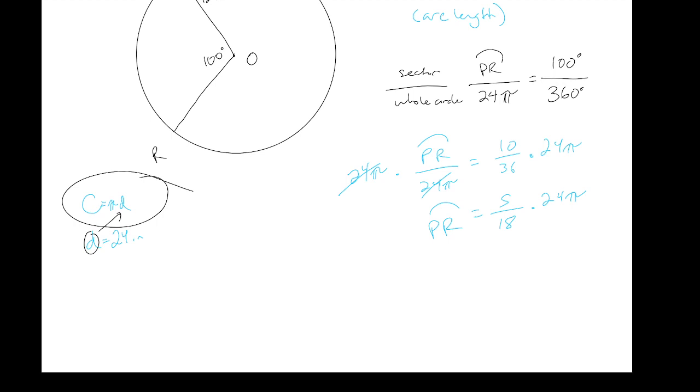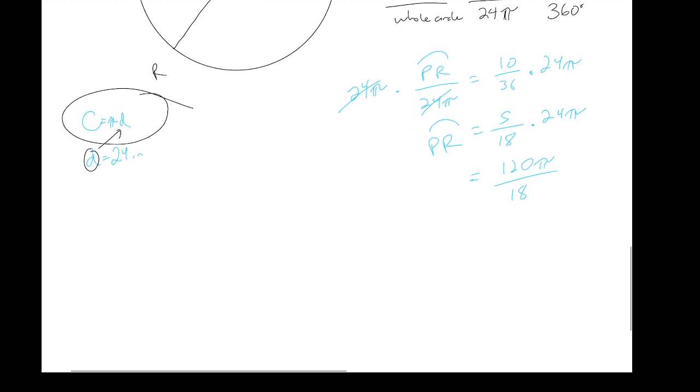And then I can continue to reduce this. Let's multiply this out. 24 times 5 is 120 pi over 18, and we can continue to reduce. I can divide both of these by 6. So 120 divided by 6 is 20 pi, and 18 divided by 6 is 3. So 20 pi over 3 is going to be the arc length of PR, and I'm just going to leave it just like that. That is your answer.